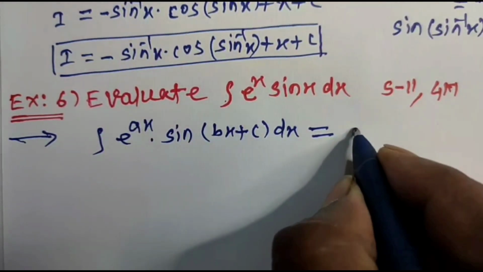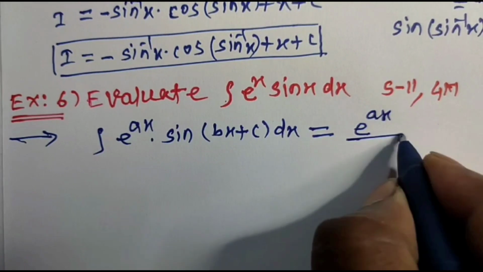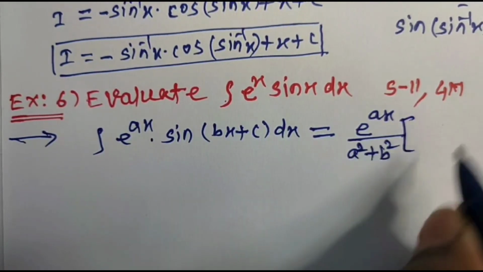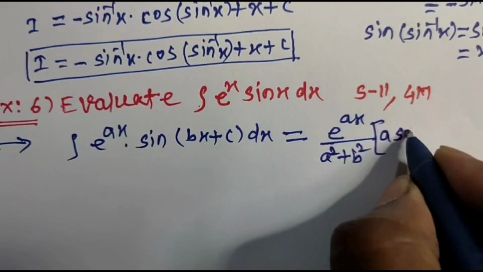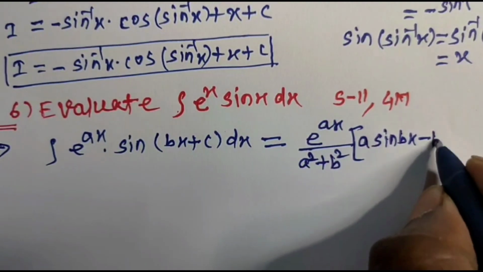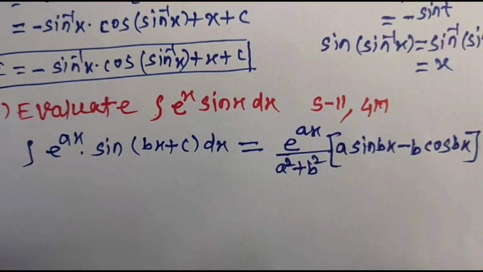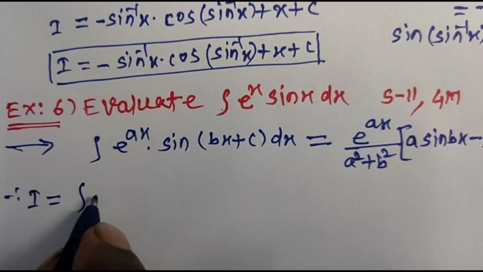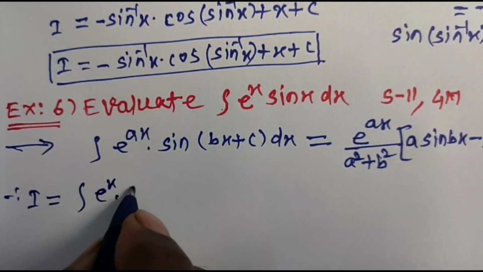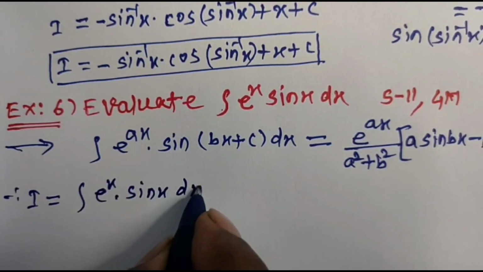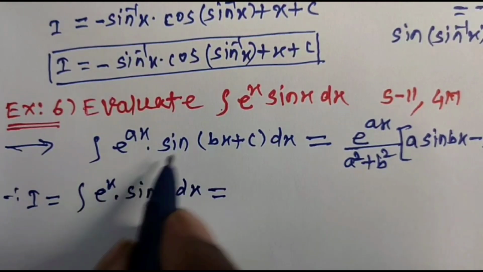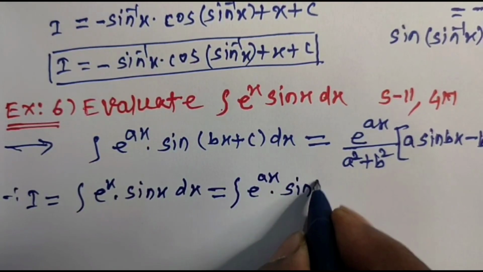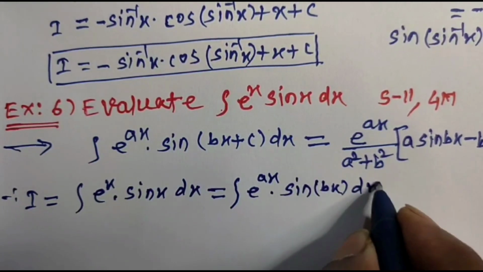This is equal to e to the power ax divided by a square plus b square into bracket a sin bx minus b cos bx. So apply this formula and get the answer. Hence I is equal to the integral of e to the power x into sin x with respect to x. Compare this integral with this integral, e to the power ax into sin of bx with respect to x.